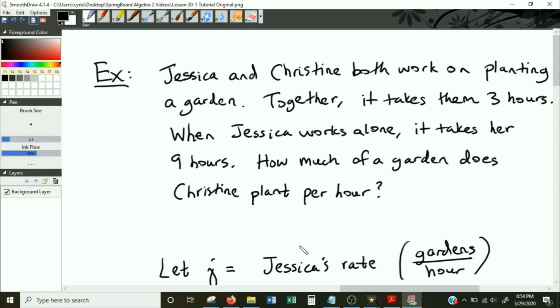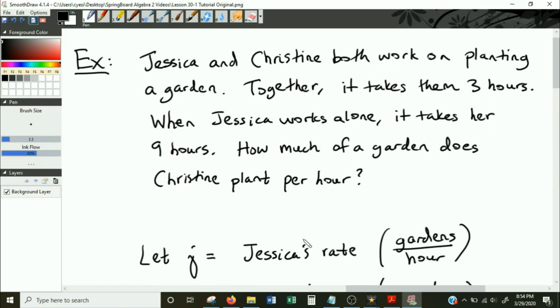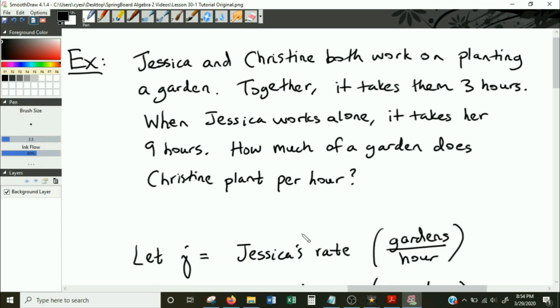So this is similar to one of the word problems in your Spring Board lesson 30-1 activity. I slightly changed it a little bit. So we have Jessica and Christine both working on planting a garden, and together it takes them 3 hours. When Jessica works alone, it takes her 9 hours. So the question that I'm asking is, how much of a garden, what fraction of a garden does Christine plant per hour? How do we find that?